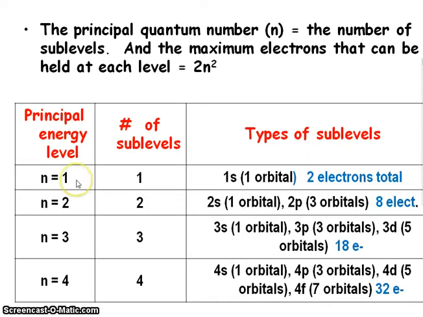So on the first floor, there's only one apartment. It's a 1S. It's a 1-bedroom apartment. On the second floor, there are 2 apartments. It's a 1-bedroom, which is called the 2S, and a 3-bedroom, the 2P. On the third floor, there are 3 apartments: a 1-bedroom, a 3-bedroom, and a 5-bedroom. And then on the fourth floor, there are 4 apartments: a 1-bedroom, a 3-bedroom, a 5-bedroom, and a 7-bedroom. And we just go from there.